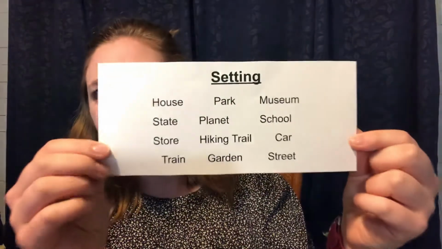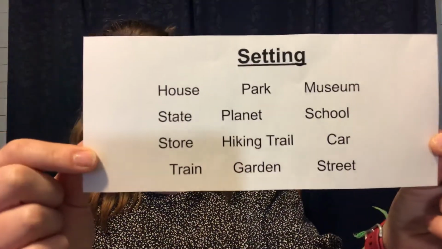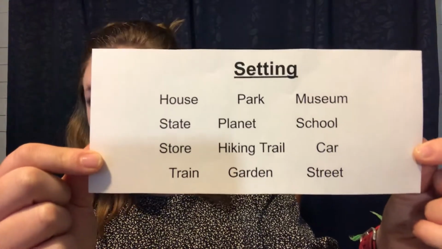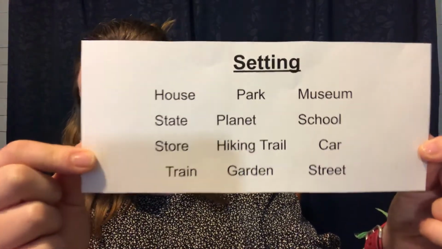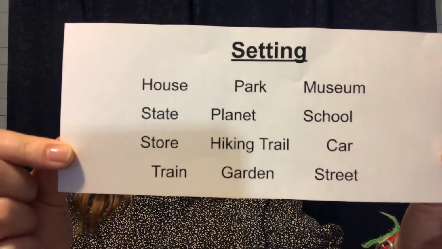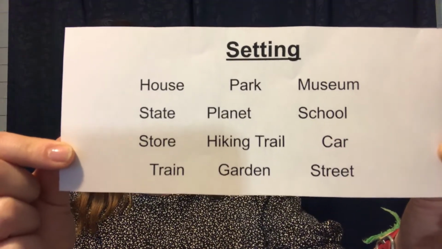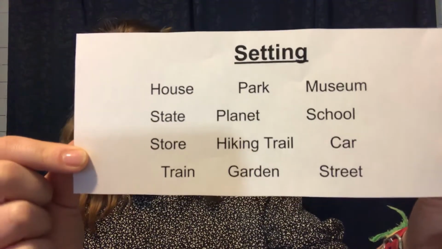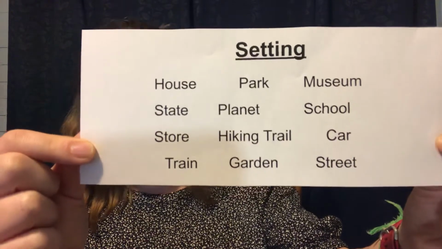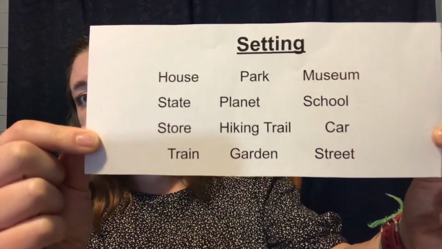So next we need to think about the setting. Where is your story going to take place? Is it going to take place in your house, in a house, in the park, a museum, a specific state, a planet, school, a store that you really like, a hiking trail maybe, or maybe it's in a car, a train, in a garden, or if there's a specific street that you want to write about, you could have that be your setting.